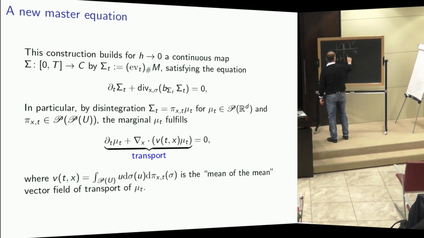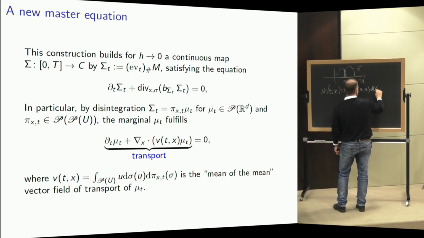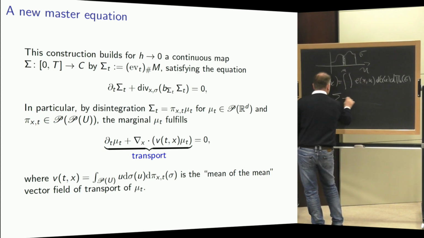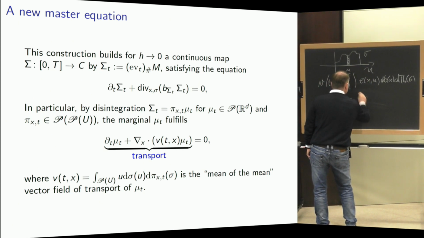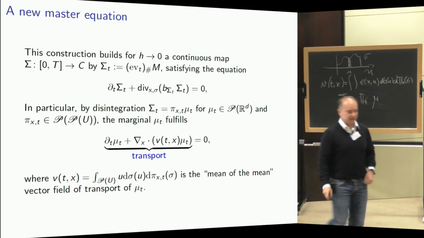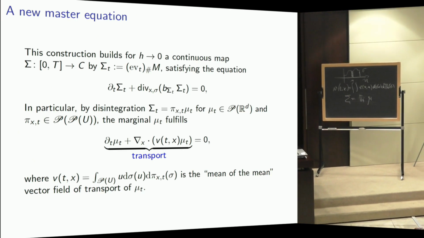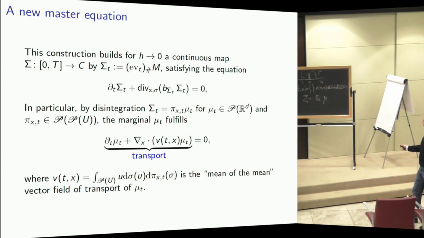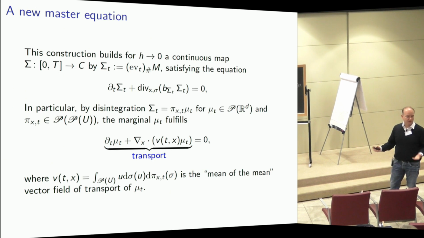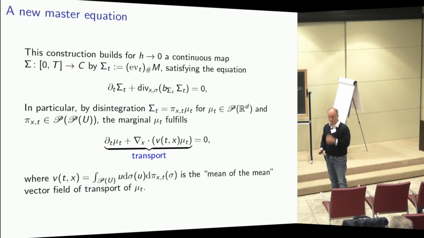v of t is the integral of the integral over X of U d sigma U d pi sigma, where pi sigma times mu is the disintegration of the capital sigma with respect to the first marginal. Okay, and so what you are doing here, you are averaging the field, and you are averaging with respect to all the mixed strategies in the position X. Okay, that's what you are doing. So it's the mean of the mean.